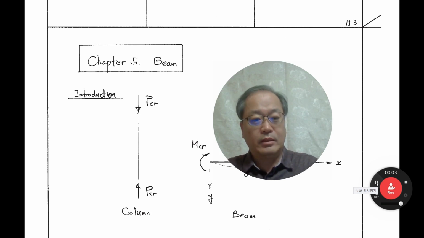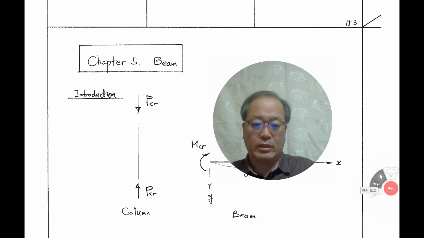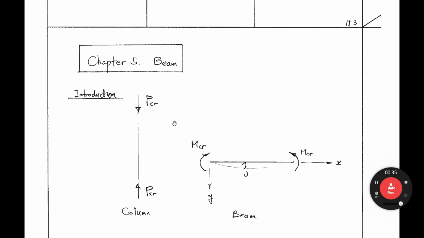Today I'll cover chapter 5. Chapter 5 is beams. This week we will derive the lateral torsional buckling moment capacity and the critical moment. Let's look at this one.